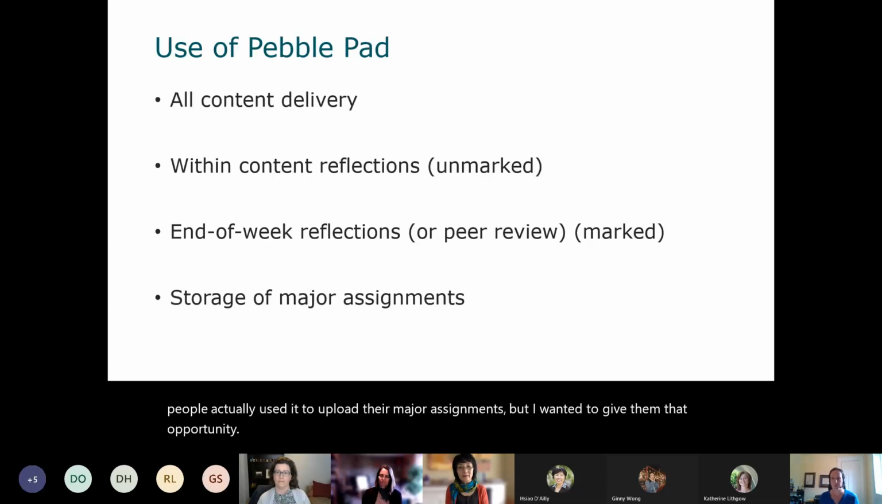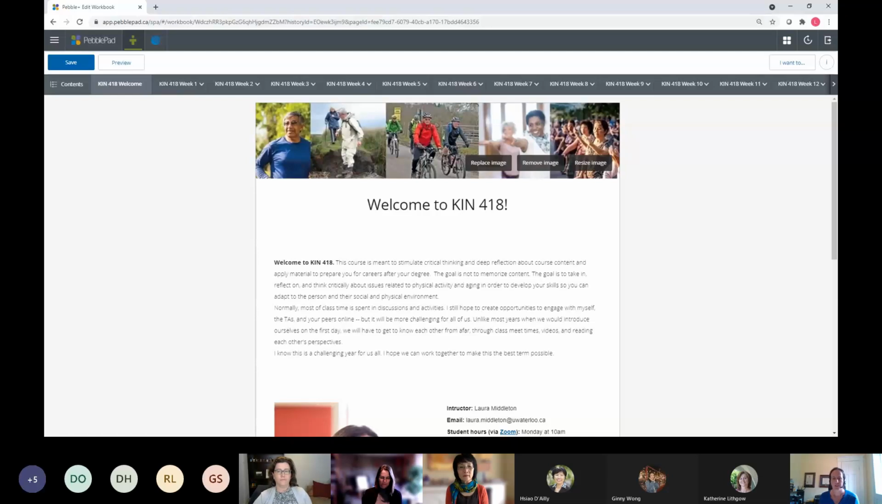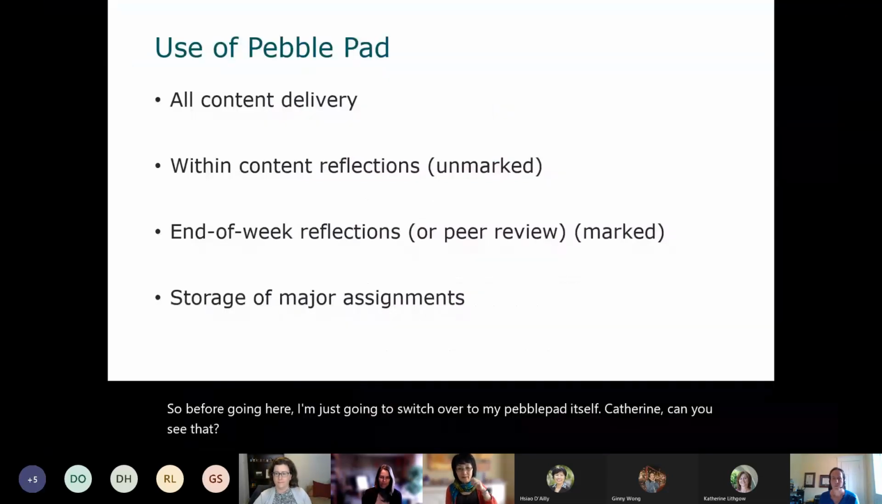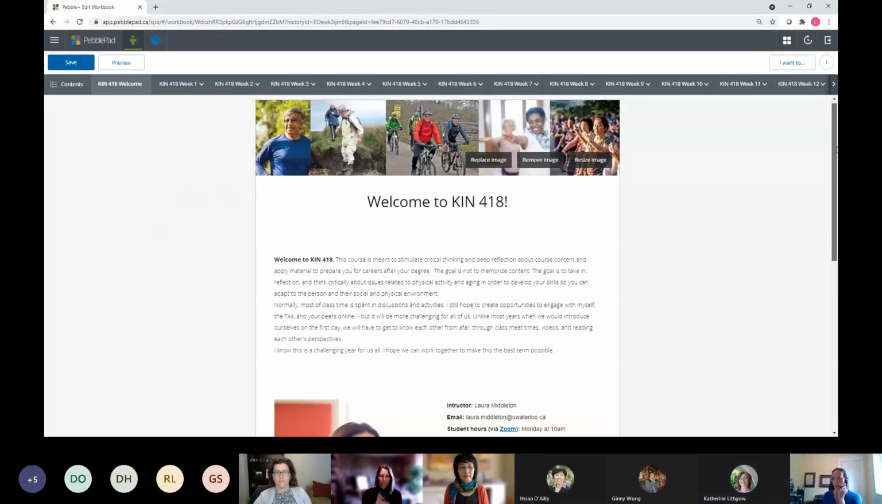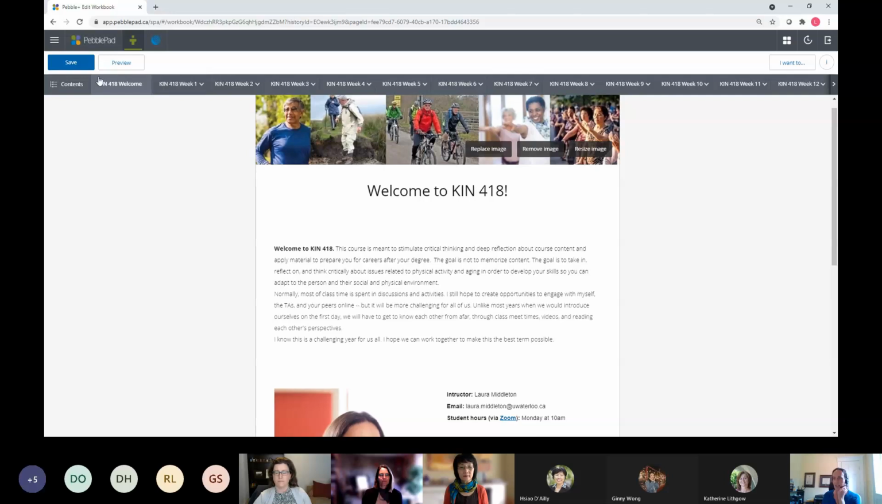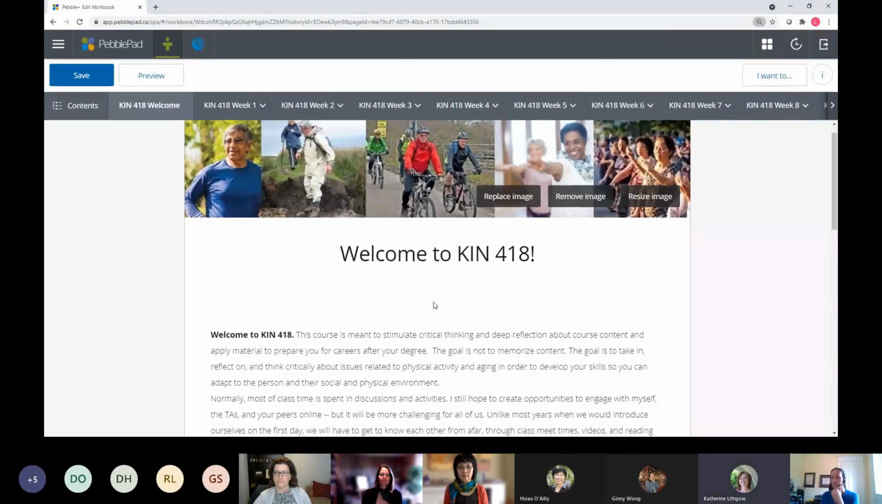So before going here, I'm just going to switch over to my PebblePad itself. Catherine, can you see that? Yes, I can. Okay. So this is my PebblePad workbook. And you can see that each week has a separate... Sorry, Laura, can you make it a little bit bigger? Yes, I should be able to zoom in. Great, thank you. There we go.